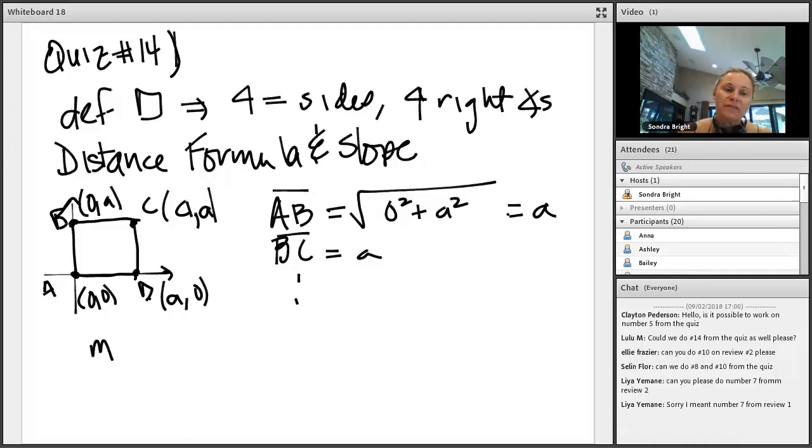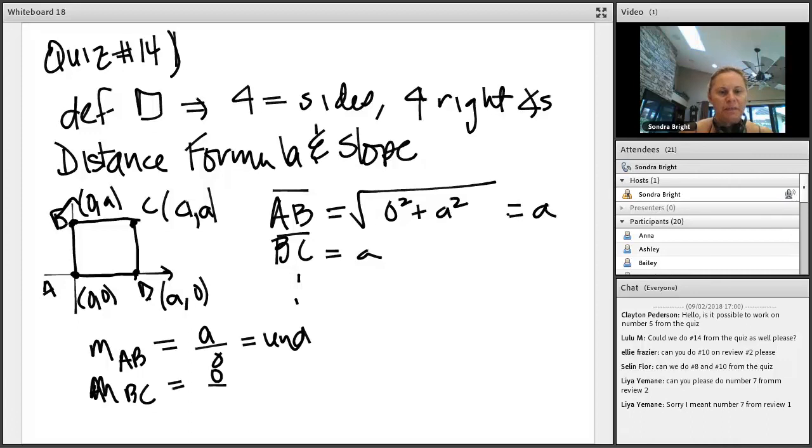And then you also had to find the slope of each of the sides. Find the slope of AB, and you would have gotten A over 0, so that's undefined. And then you needed to find the slope of BC, and that would have given you 0 over A, which is 0, and these 2 are perpendicular. And so you had to continue on finding the slopes of all of those. And then, of course, don't forget your English conclusion of, since the 4 sides are perpendicular and congruent, then it is a square.